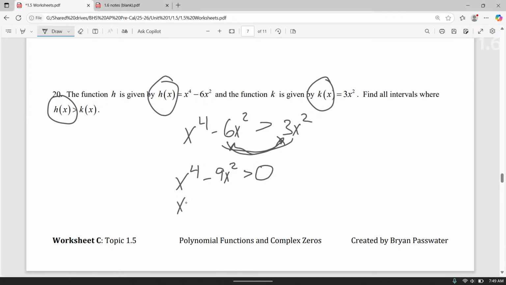So I'm going to take an x squared out of this. And now it's x squared minus 9. Ooh, difference of squares. Get used to seeing that. So we'll have x squared, we'll have an x plus a 3 and an x minus a 3 greater than 0.